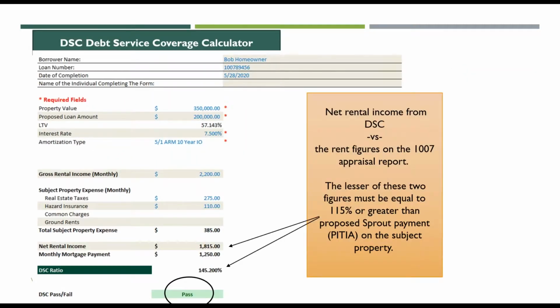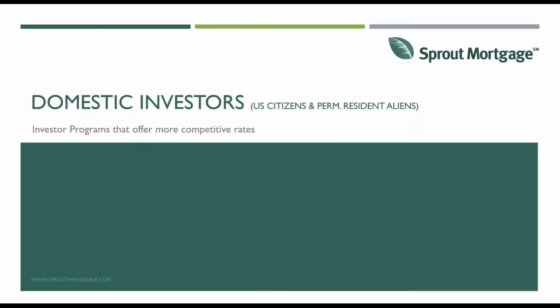One thing I wanted to point out, this is a calculator that we use. Once again, you're going to be using the net rental income from the debt service coverage or the rental figures on the 1007 appraisal report. You then plug that in, and then you compare that to the monthly mortgage payment. And then, of course, in this example, we get 145.2%, which is obviously greater than 115%. So then it would pass the debt service coverage.